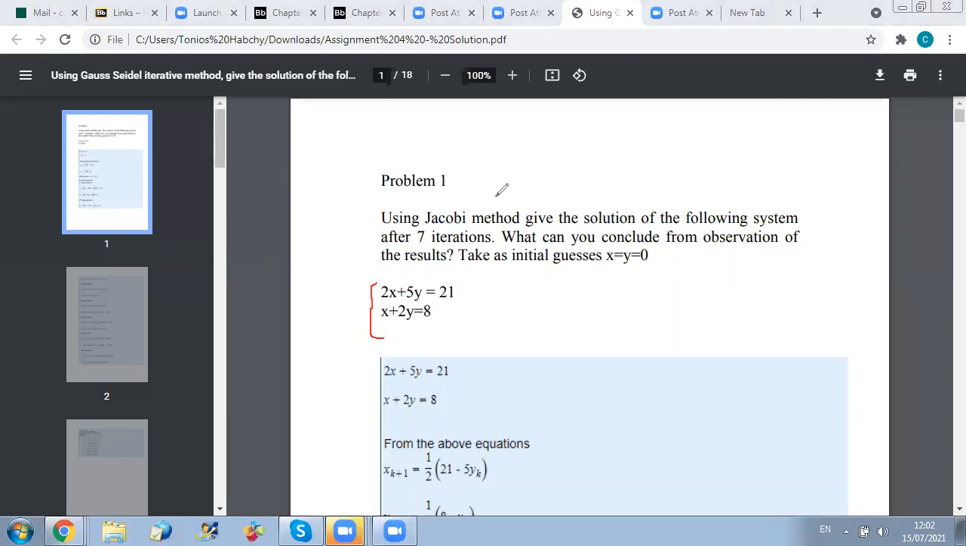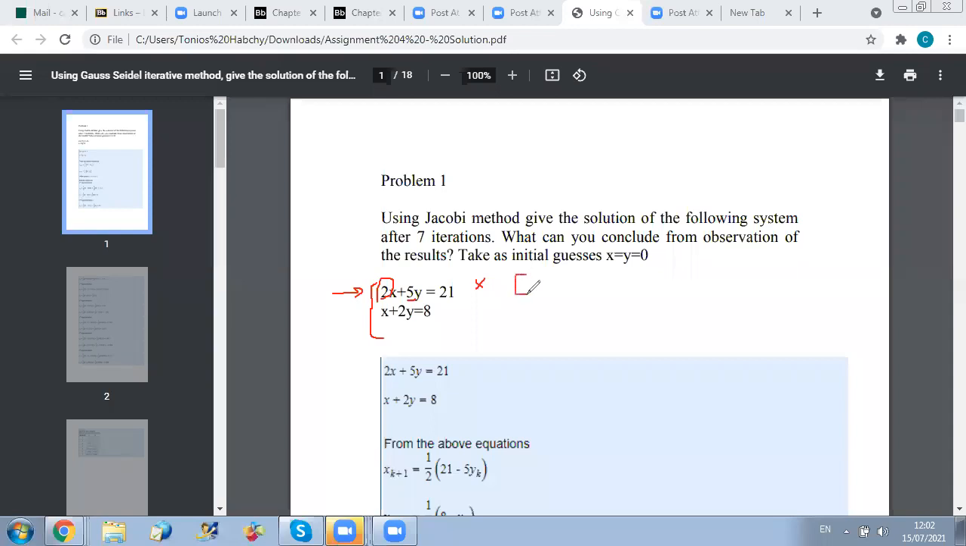Okay, if they don't tell you to make the matrix diagonally dominant, don't go over that. So just work with it as it is. Sometimes it's not even possible to make it diagonally dominant. For example, here, if you look at the first equation, the diagonal term, which is 2, is smaller than 5. So this is not satisfied for this equation.